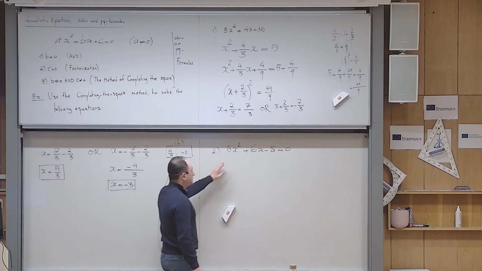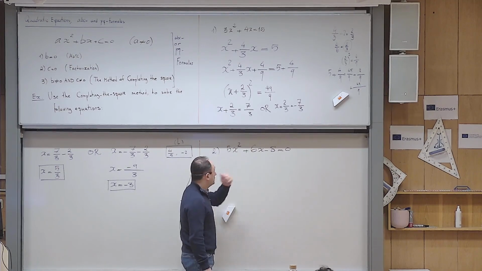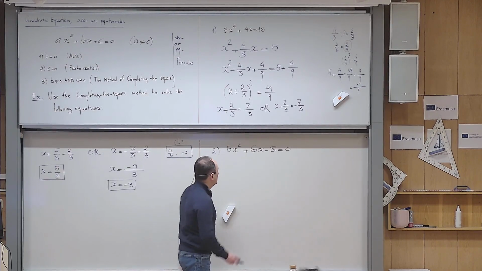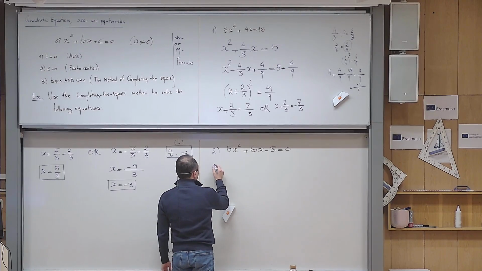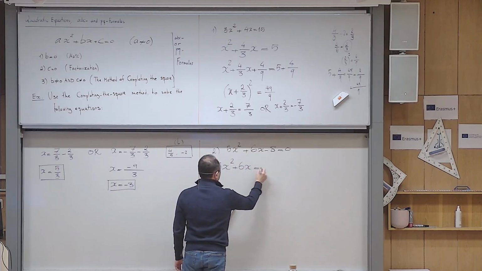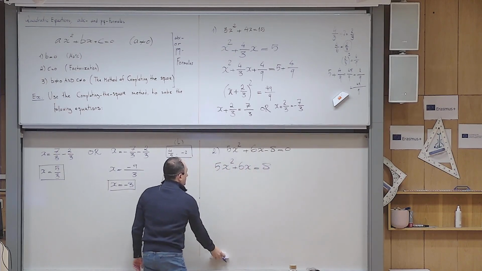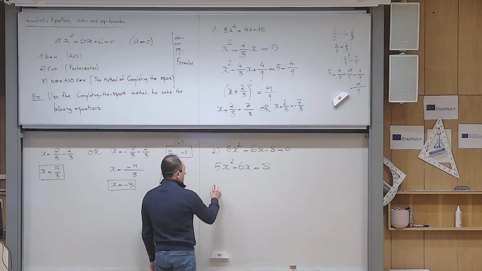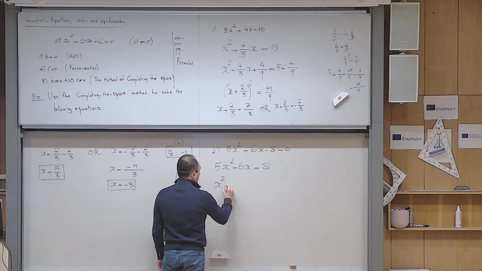So what is the first step we do? Divide. Before dividing, move this 8 to the other side. Of course, you can just do them interchangeably, but let us be organized. So it becomes 5x squared plus 6x is equal to what? 8. The next step, divide by 5. Everything by 5.